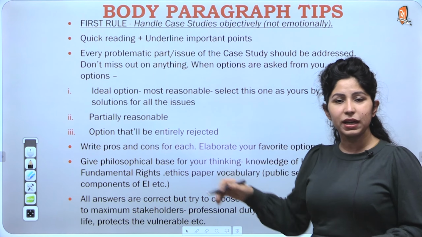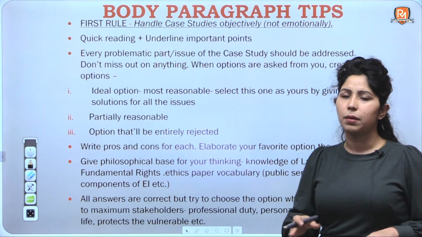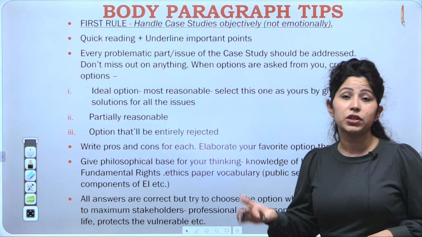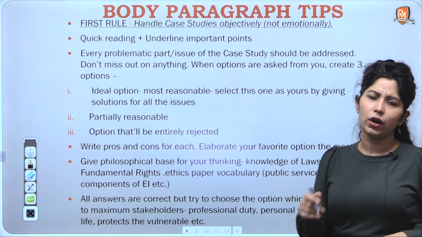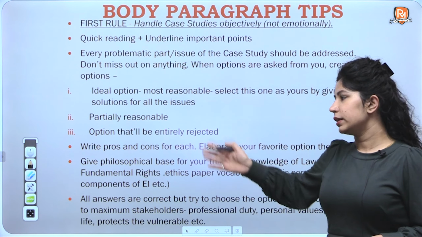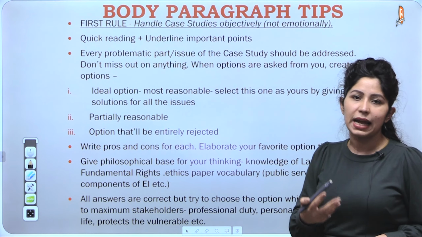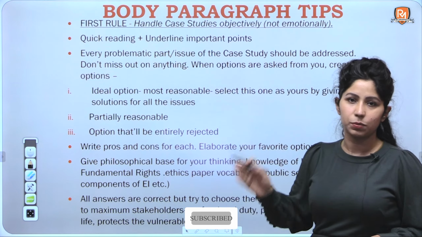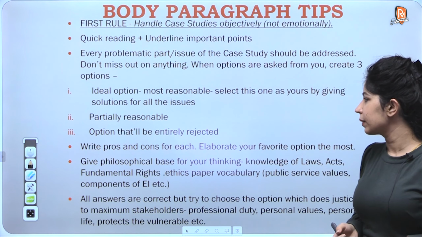The second one should be which is partially reasonable and partially not reasonable. It could be against the dedication to public service or any public service value or any personal value per se. The third option would be something that would be entirely rejected. So you will give the least amount of explanation to this one because this has to be rejected. So don't waste time over this one.